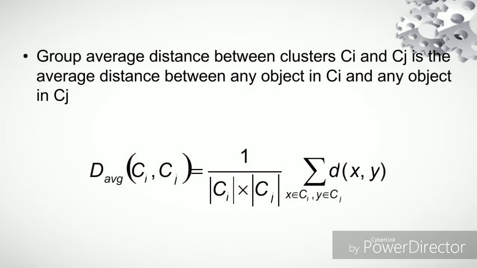The third type of HAC is group average distance. The group average distance between clusters Ci and Cj is the average distance between any object in Ci and any object in Cj. D average of Ci and Cj is given by 1 upon the size of Ci times the size of Cj, times the summation of d(x,y), where x belongs to Ci and y belongs to Cj.